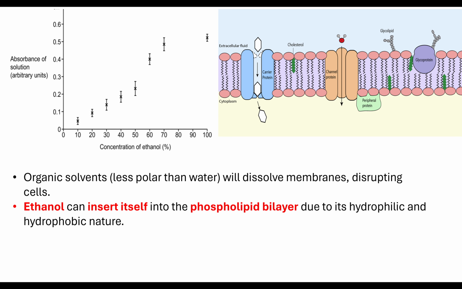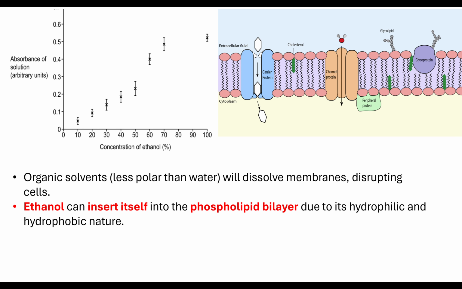So if we look at ethanol, for example, ethanol we know is an alcohol, therefore it has a hydroxyl group, so it has a hydrophilic part to it, but the majority of the ethanol is hydrophobic. That means it can insert itself into that phospholipid bilayer. So because it can insert itself into that phospholipid bilayer, it's going to push the phospholipids apart. It's going to disrupt the membrane and therefore make them more leaky.